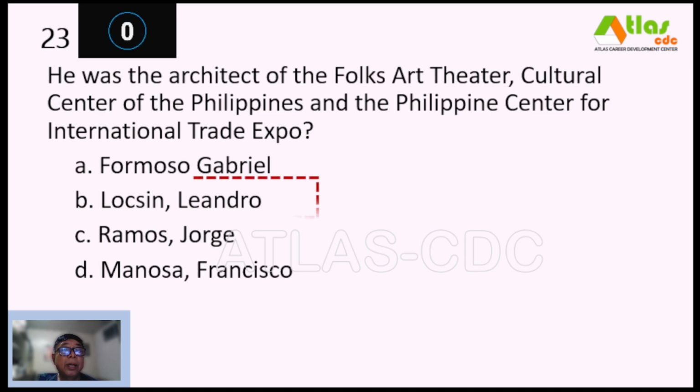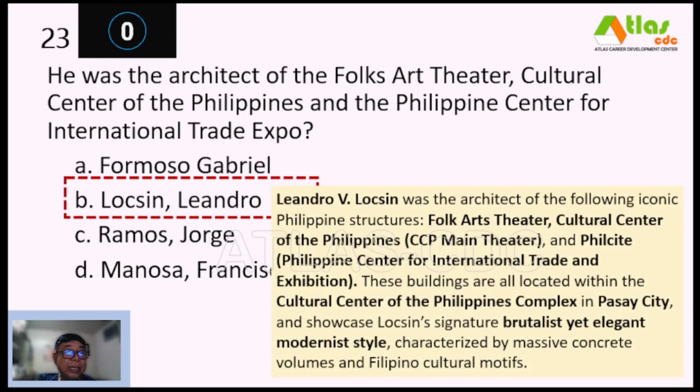And our correct answer is letter B, Locsin Leandro. So Leandro V. Locsin was the architect of the following iconic Philippine structures: the Folk Arts Theater, the Cultural Center of the Philippines, the CCP Main Theater, and the PhilSite, or the Philippine Center for International Trade and Exhibition. These buildings are all located within the Cultural Center of the Philippines complex in Pasay City and showcase Locsin's signature brutalist yet elegant modernist style, characterized by massive concrete volumes and Filipino cultural motifs.